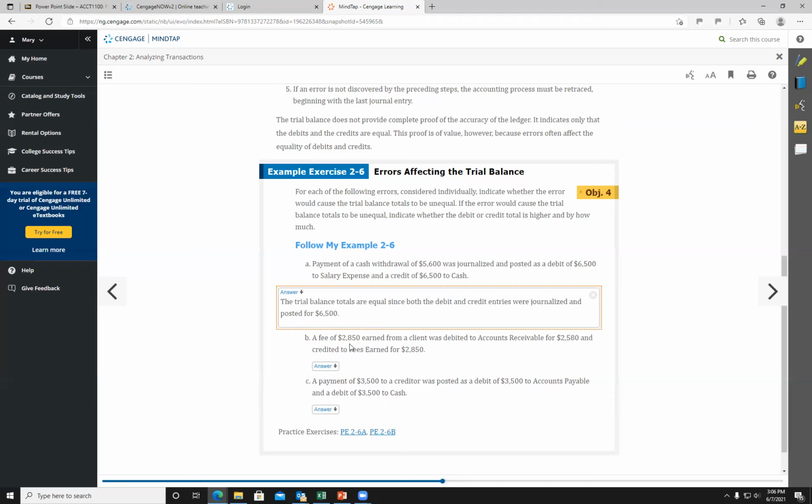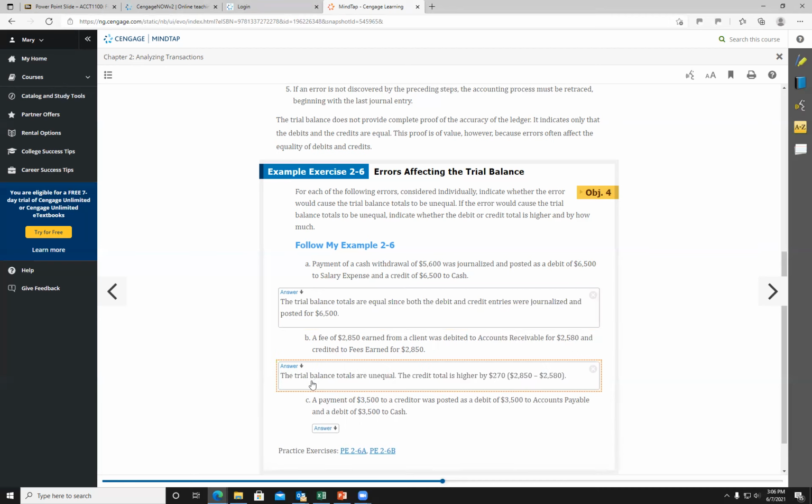A fee of $2,850 earned from a client was debited to accounts receivable for $2,580 and then credited to fees earned for $2,850. Well, only one side of that journal entry had the amount transposed and entered wrong. So basically in this case, our credits are going to be higher and our debits are going to be lower.